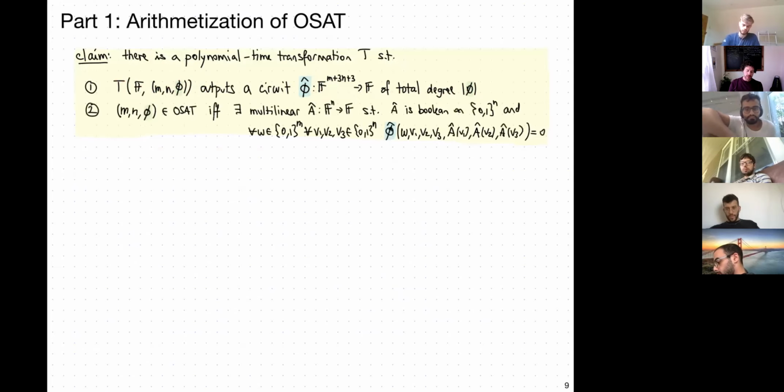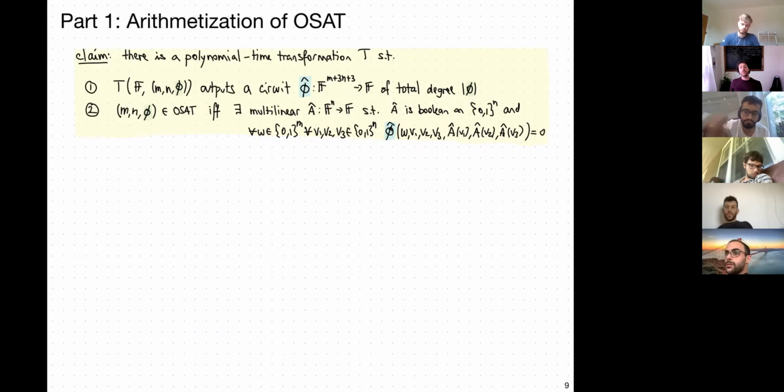And what we want it to satisfy is that if we have a yes instance of OSAT, then there exists some multilinear extension of an assignment, which is Boolean, and it would satisfy the OSAT equation. All that means is that we started with this combinatorial problem of whether there exists an assignment that would make this thing always 0. And now we're taking the low degree extension over everything, so we make this an arithmetic problem instead of a combinatorial problem.